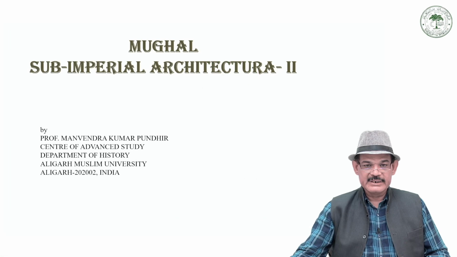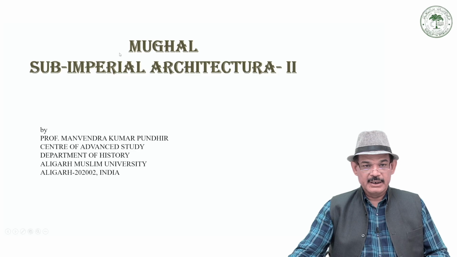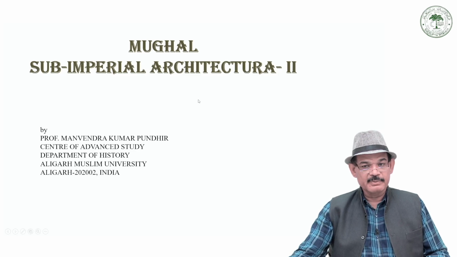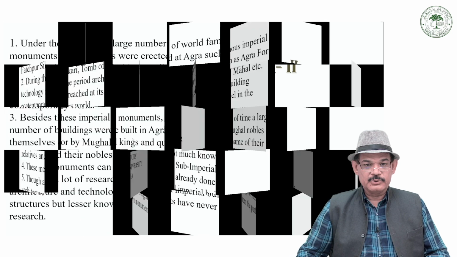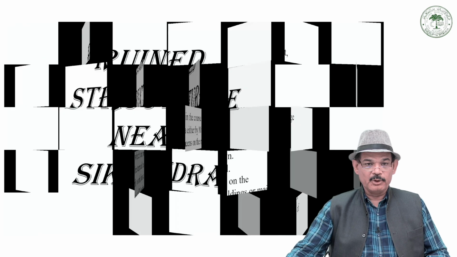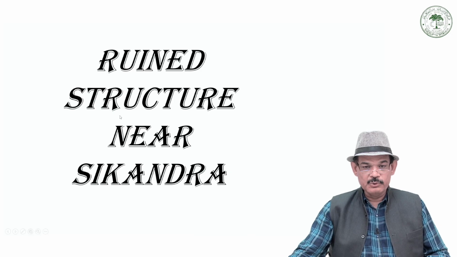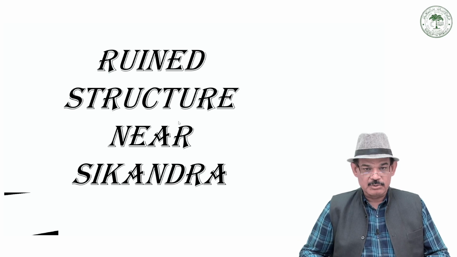I will continue to discuss the architecture prevailing in the sub-imperial monuments built by nobility. And now I would like to discuss a very important structure, a very ruined structure near Sikandra, especially on the southern side of the tomb of Akbar.